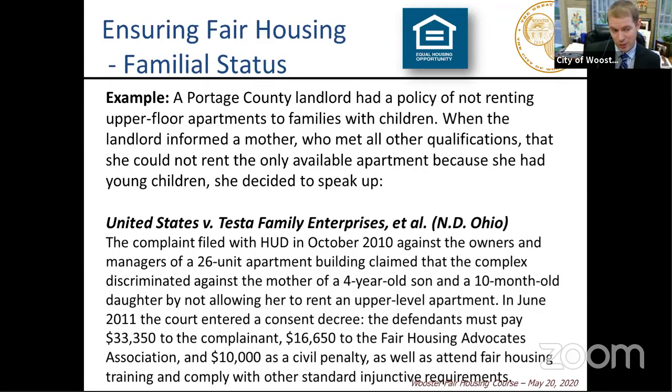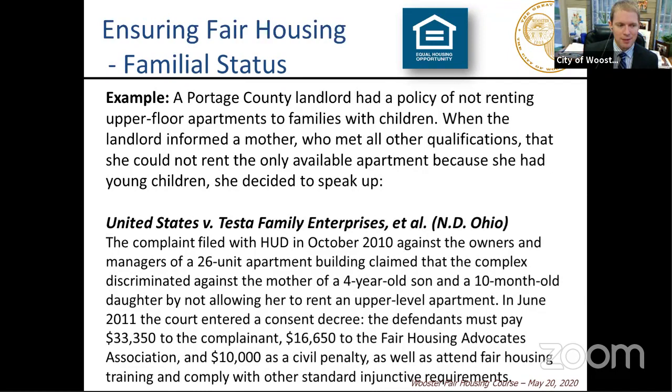It started in 2010. It was a 26-unit apartment complex. There was one apartment available on the second floor, and the mother with a 4-year-old son and a 10-month-old daughter was simply denied the ability to rent. It was there, it was ready to be rented, but the landlord did not want to have young children on the premises if they were going to be on the second floor, only the first floor.